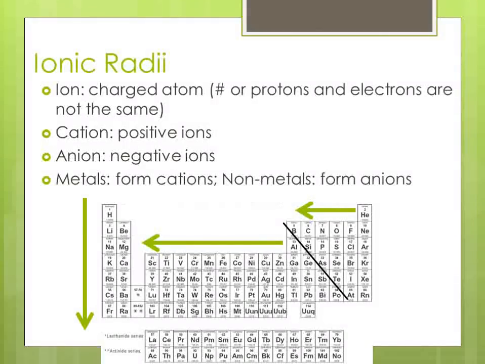And as you go from left to right, the ionic radii decreases for cations, and the same thing is true for nonmetals, which tend to form anions, negative ions. As you go left to right, the ionic radii decreases. But for ionic radii, as you go down a group or a column, the ionic radii will increase for the same reasons that atomic radii increases as you go down the periodic table as well.